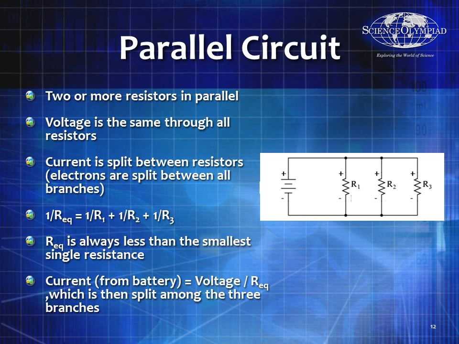The current from the battery is equal to the voltage divided by R equivalent, but keep in mind, each of these has a different current going through. And if you add up all three of them together, they're equal to the current from the battery.